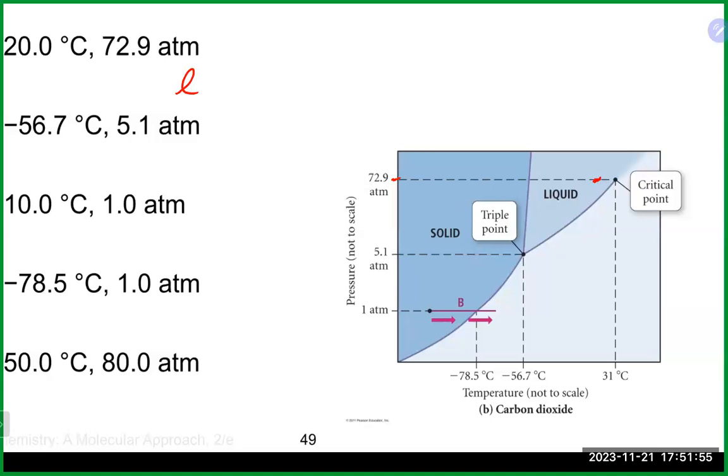Minus 56 degrees Celsius and 5.1. So minus 56 is right here and 5.1. That is the point where all 3 phases come together, and that would be our triple point in this case, which means we would have solid, liquid, and gas basically happening at this point.